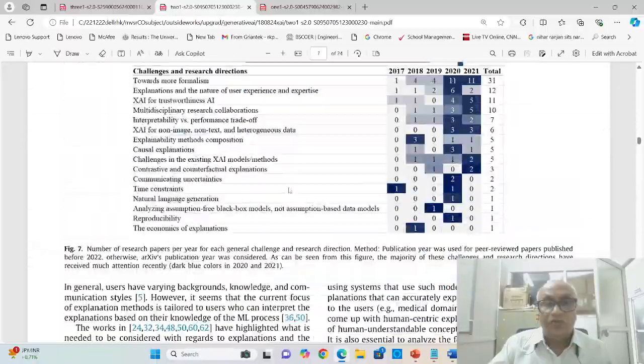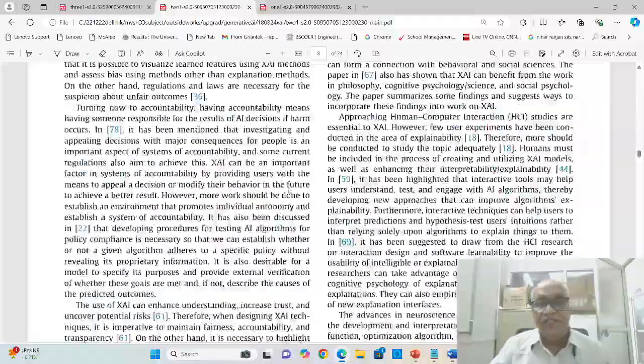So as I said, I'll be just focusing on the highlighted part of these research papers.